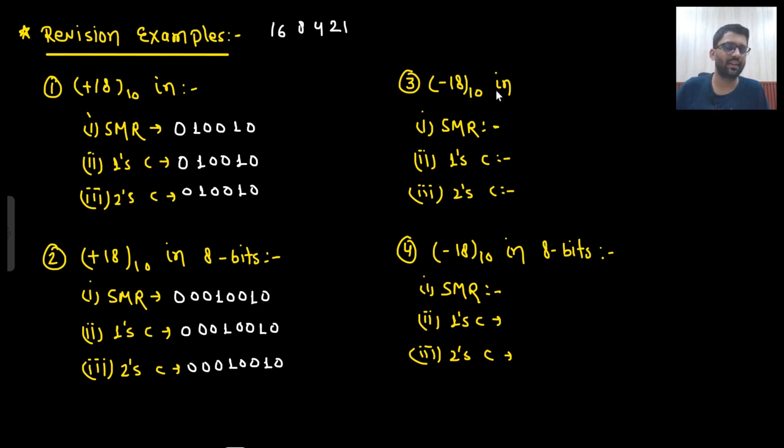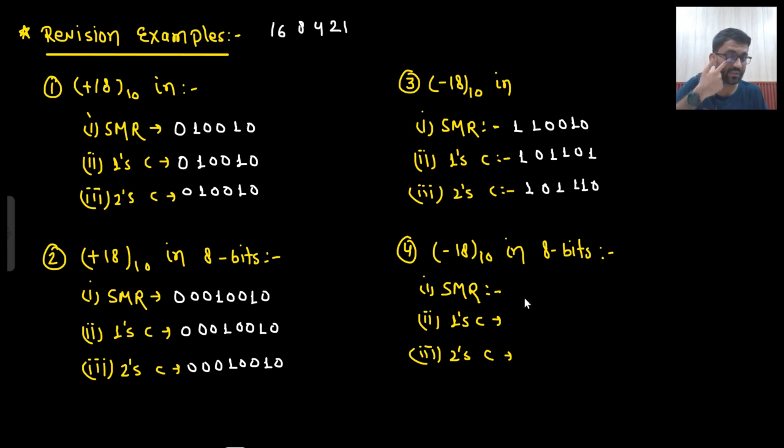But here minus 18, so this one will show the sign and answer will be 10010. For 1's complement, the sign will be as it is, and complement of each: 01101. For 2's complement, the sign bit will be as it is but start from here. This is 0. This is 1. After 1 you will complement everything. That's it.